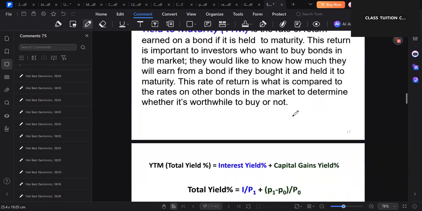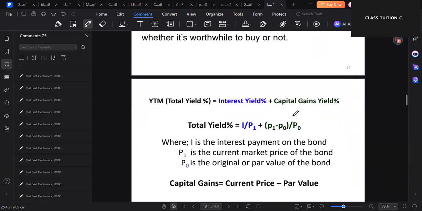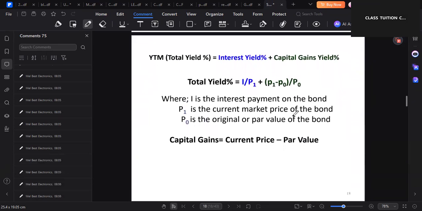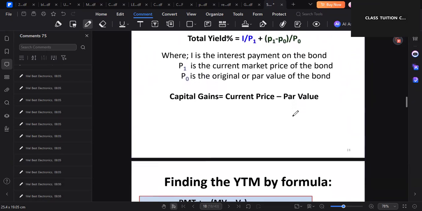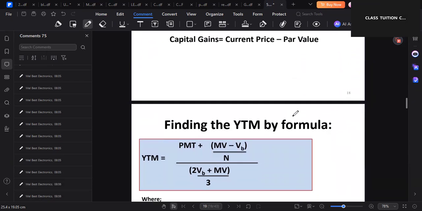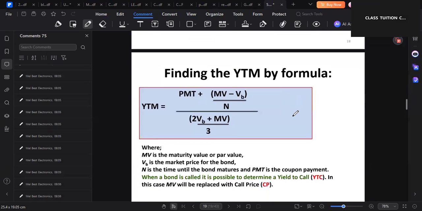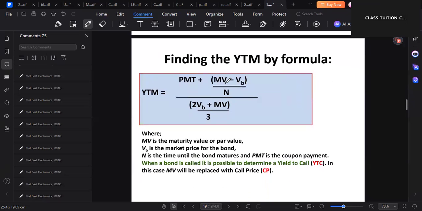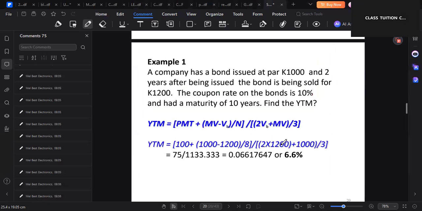So investors are interested in the capital gains. So the yield to maturity has interest in capital gains. And capital gains is simply the difference between the current price and the par value. So the calculation of yield to maturity is given by the coupon payment plus the face value minus the value of the bond over N, divided by 2VB plus MV over 3. The 3 is part of the formula.